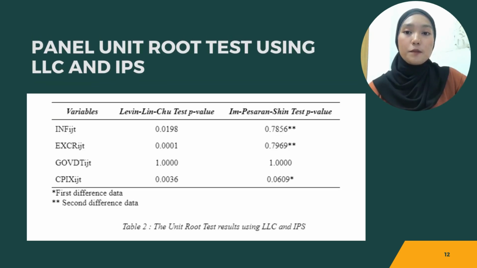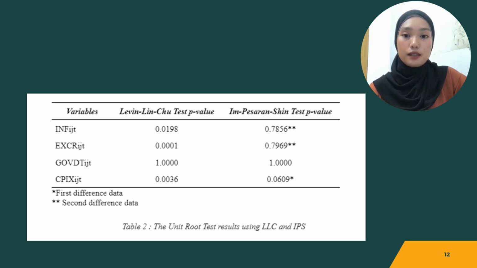Then, the result of panel unit root tests using LLC and IPS are as follows, whereby the variables of INF, EXCR, GOVDT, and CPI tested on the LLC method resulted in 0.0198, 0.0001, 1.0 and 0.0036 respectively, and as for the IPS method, the results are 0.7856, 0.7969, 1.0 and 0.0609 respectively.